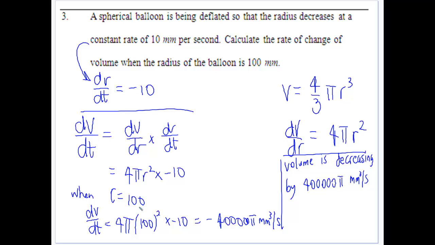When the radius of the balloon is 100, that's where we're hopefully going to get our rate of change of the volume. So we put 100 in, we get 4 pi times 100 squared times minus 10, which gives us minus 400,000 pi millimeters cubed per second. Let me count the zeros: 1 2 3 4 5. There we go. So it is 400,000 pi millimeters cubed. So it's decreasing. That's what the negative means in this case.